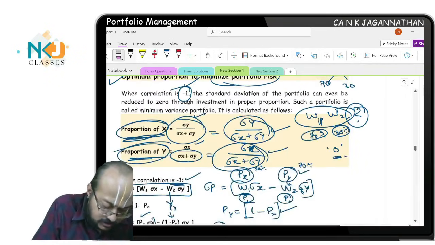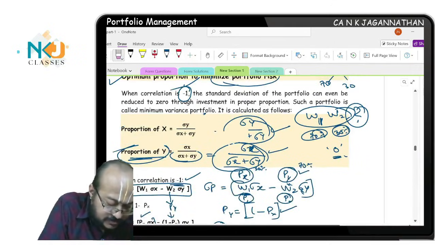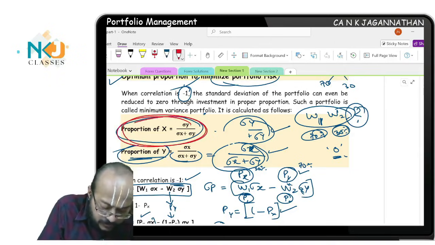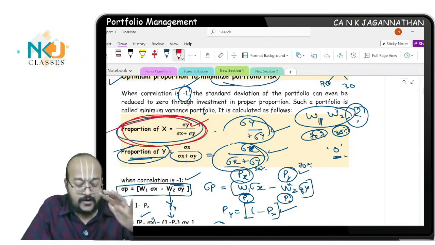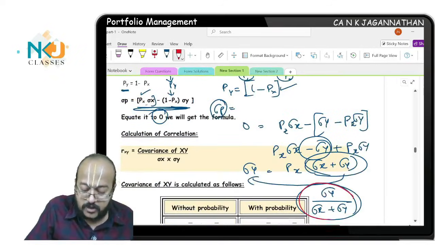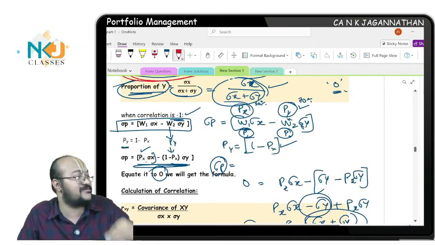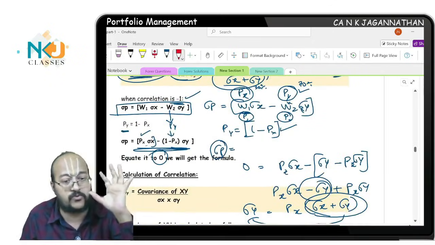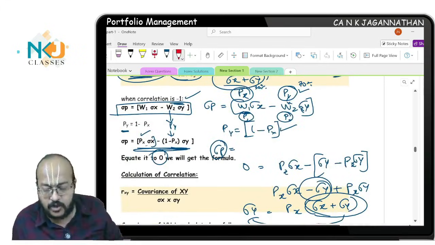This is nothing but, here I have given this formula. Can you see this? I'll just highlight it. Proportion of X is nothing but sigma Y divided by sigma X plus sigma Y. This is the derivation. Very simple. Just substitute and equate it to 0, and this is called the zero variance portfolio. Trust me children, this you will understand.